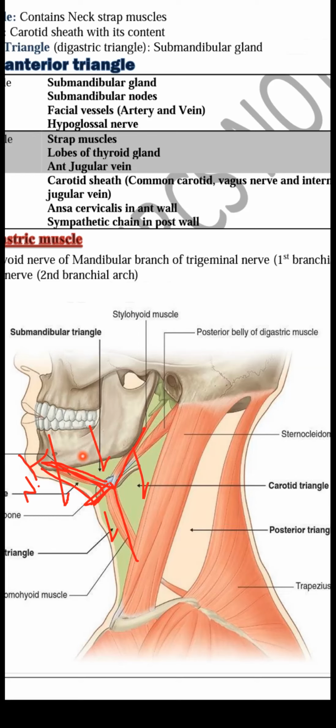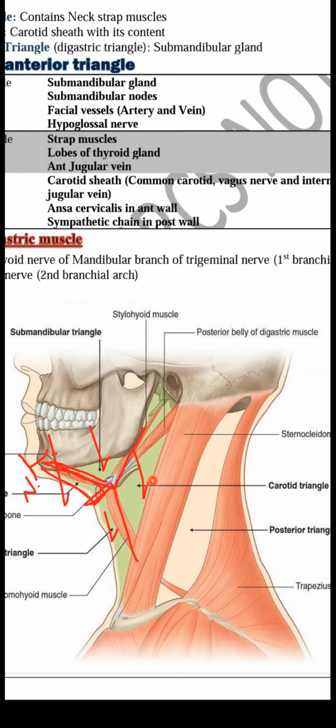Here, this one is called the carotid triangle. What is this carotid triangle? Here you have the posterior belly of digastric, the superior belly of omohyoid, and the anterior border of sternocleidomastoid. So this carotid triangle is found between 3 muscles. Anterosuperior is the posterior belly of digastric, anteroinferior is the superior belly of omohyoid, and the posterior is the sternocleidomastoid.